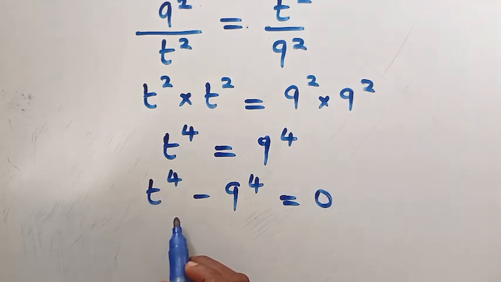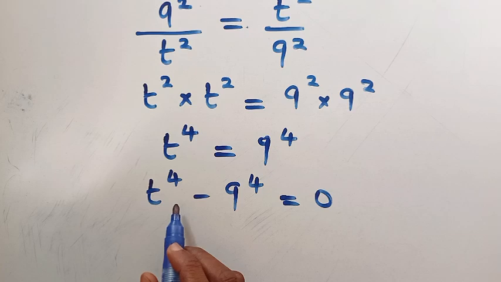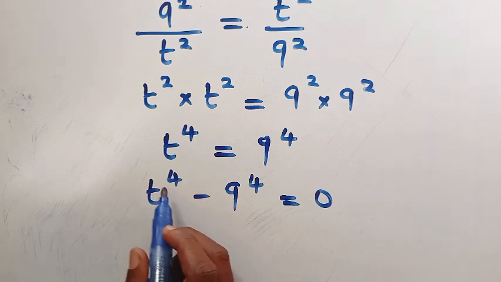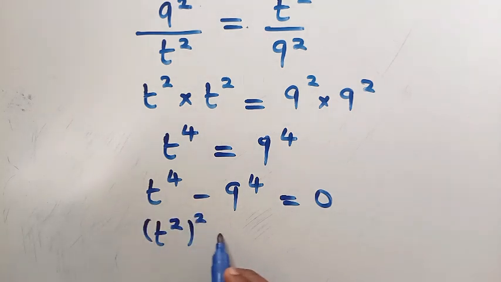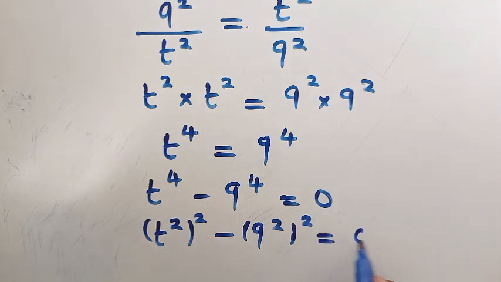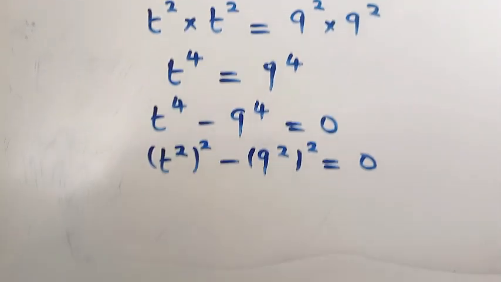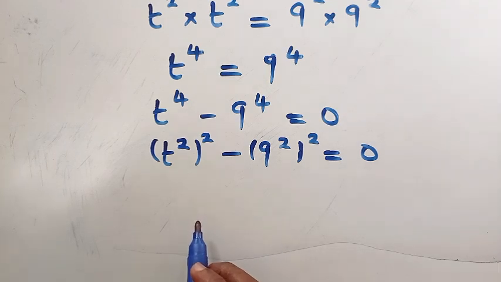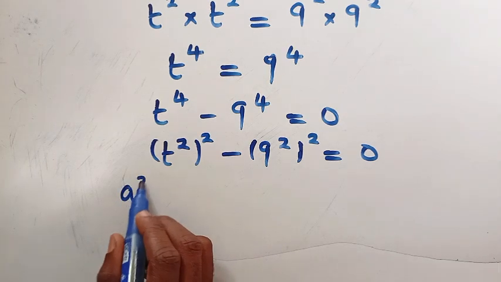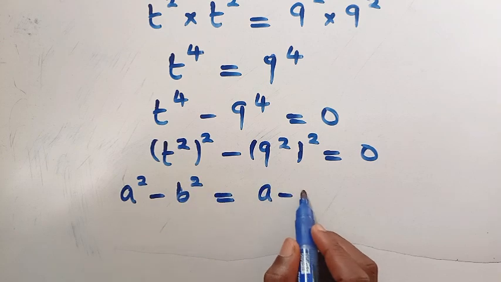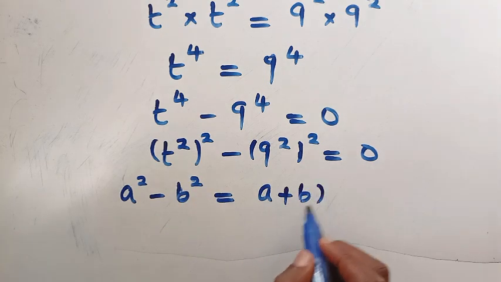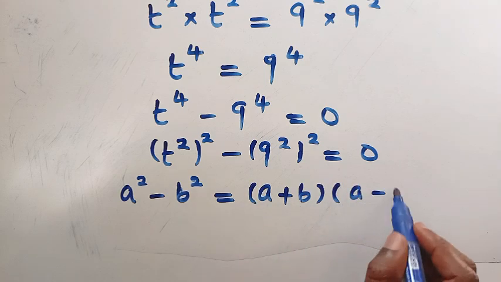So this is a quadratic equation. We are expected to get 4 answers to this problem. If I express this as t power of 2 all raised to power 2 minus 9 power 2 all raised to power 2 equals 0, this is in the form of difference of 2 squares. If I have a squared minus b squared, this equals a plus b multiplied by a minus b.